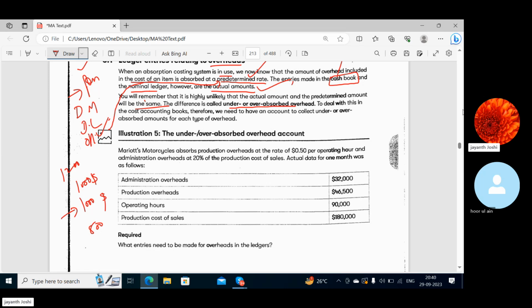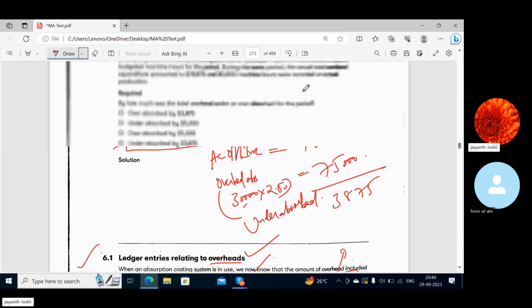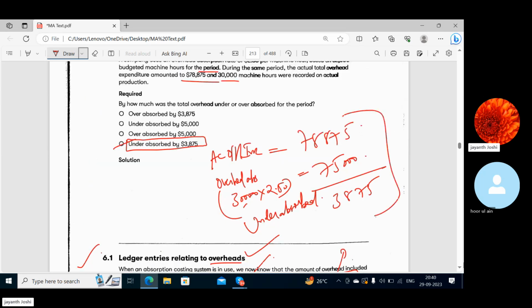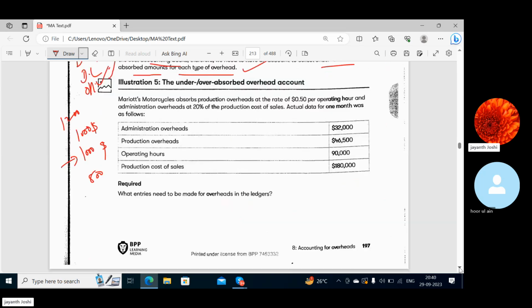To deal with this in the cost accounting books, we need to have an account to collect under absorption or over absorption of overheads, for each type of overhead. So instead of finding this out in a statement manner, we are going to make accounts and see. Okay, so please read this.